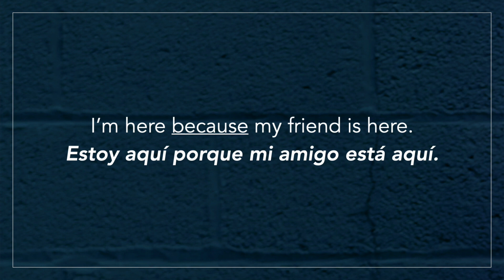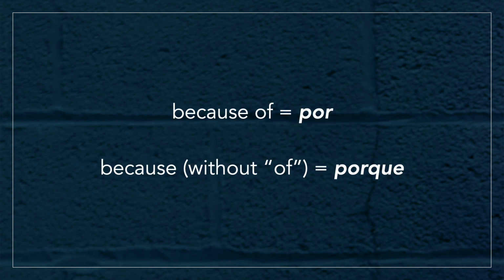To oversimplify a bit, the word porque simply means because. This applies in many cases except when you say because of, in which case you'll simply use por. This little subtlety can confuse English speakers a lot. Essentially, here's what happens. Because of becomes por, but because without the of becomes porque.